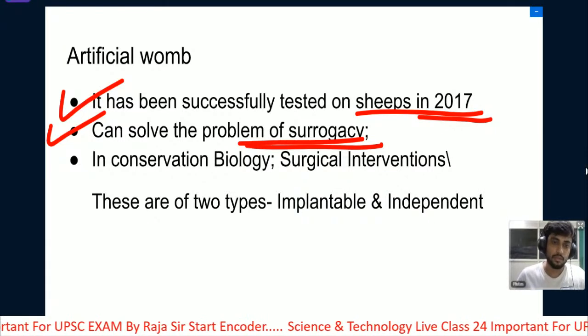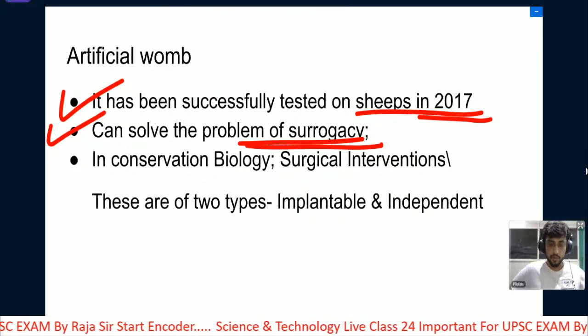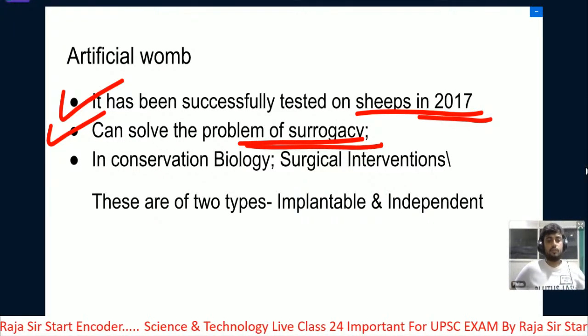Kritika, that you have to Google. You have to Google it. This was in 2017.